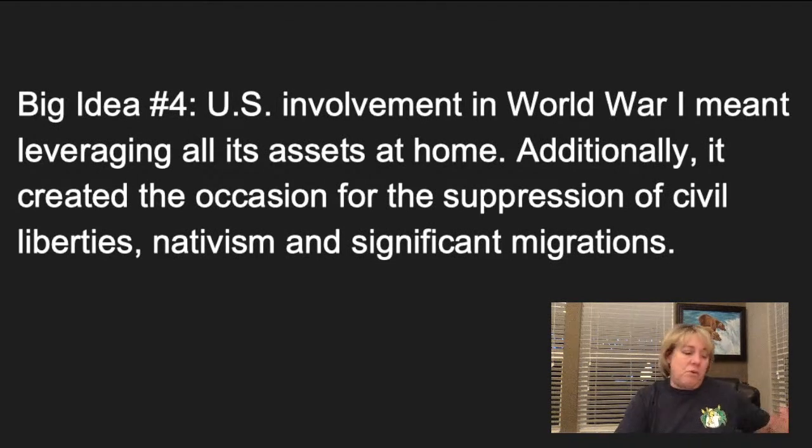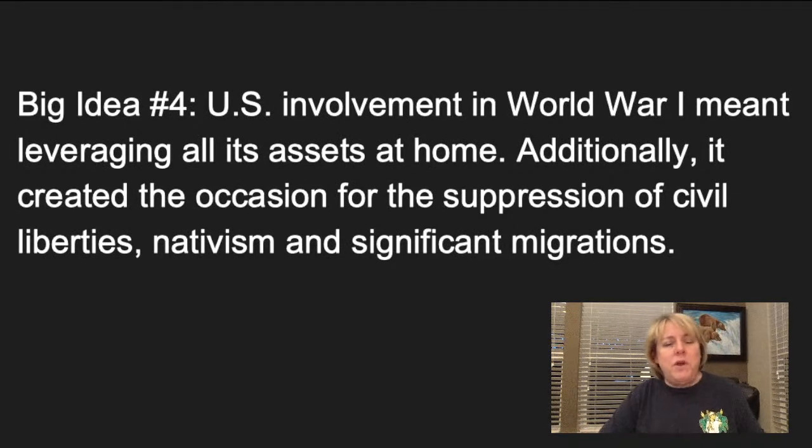You're also going to see the rise of nativism in our country. This is something we've dealt with before. I mean, we had nativism in the 1840s, and then we saw nativism again in the 1880s, and here we are in the 1920s, and we got the rise of nativism again. And this nativism is going to lead to some legislation by our Congress, specifically dealing with immigration. And that's going to be the Emergency Quota Act of 1921 and the National Origins Act of 1924.